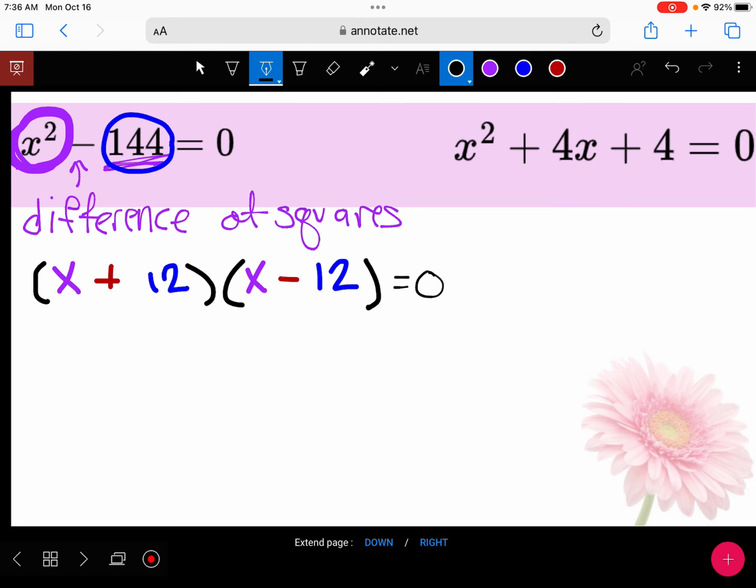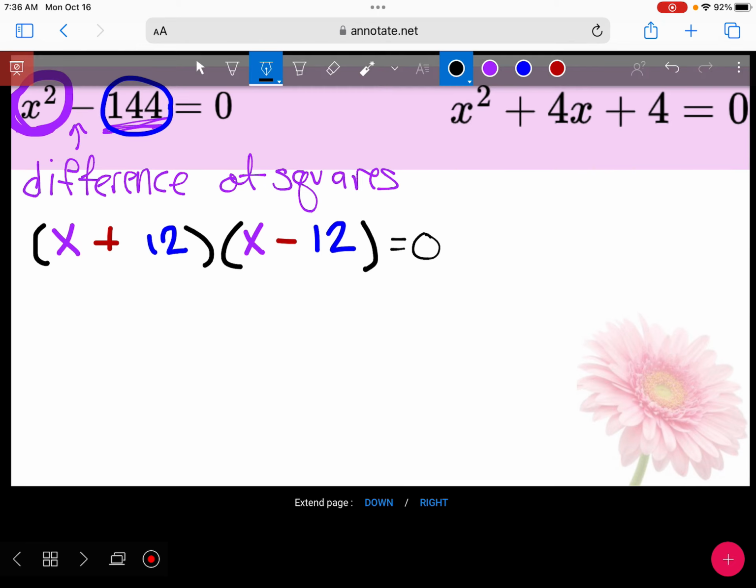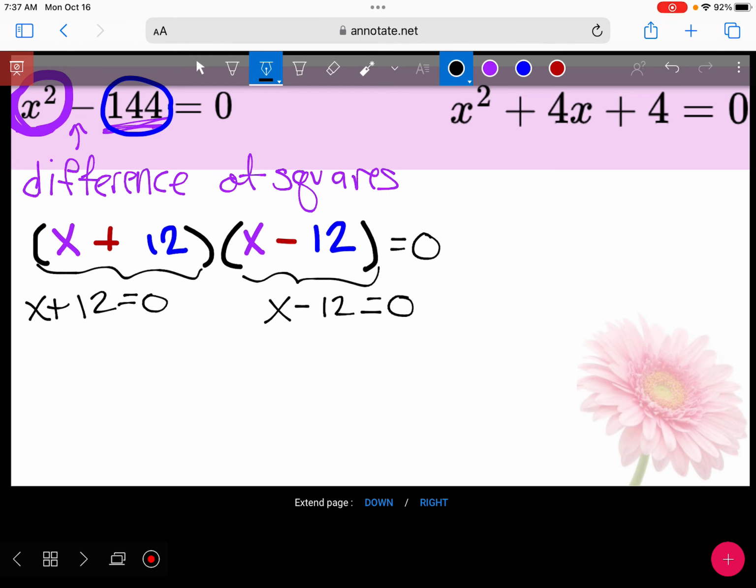Okay, so then we're going to solve this just like we did with our factored form one in the bell work. To find our solutions, we take each of these terms. I want to know, when does x plus 12 equal 0? I want to know, when does x minus 12 equal 0? So this is how we find my two solutions. We take each of the terms and set them equal to 0. So on this one, we're going to go ahead and subtract 12 from both sides to get x equals negative 12. And on this one, we're going to go ahead and add 12 to both sides to get x equals positive 12.